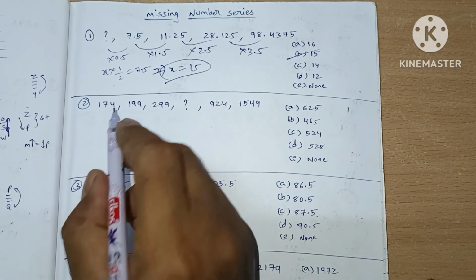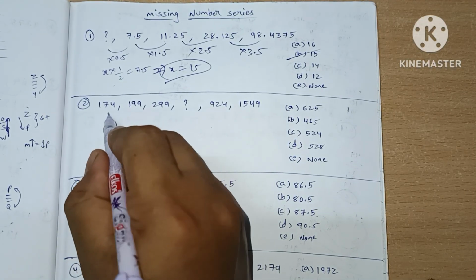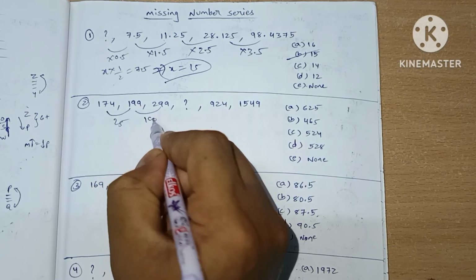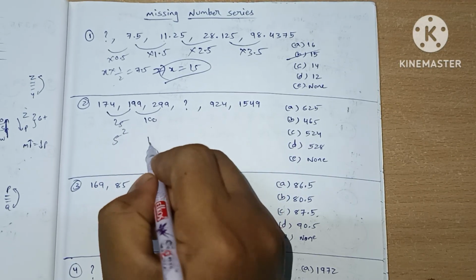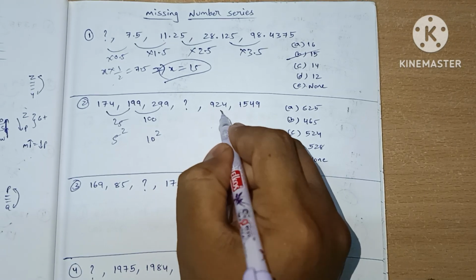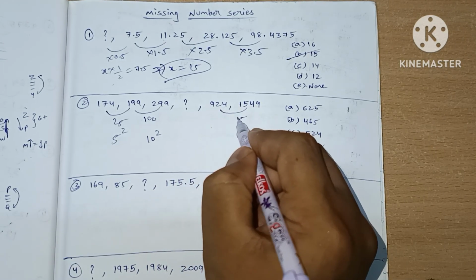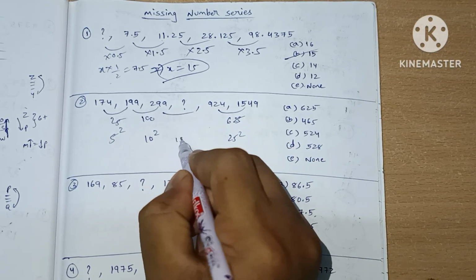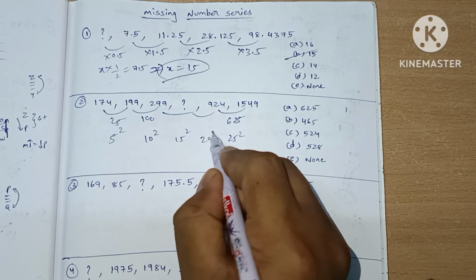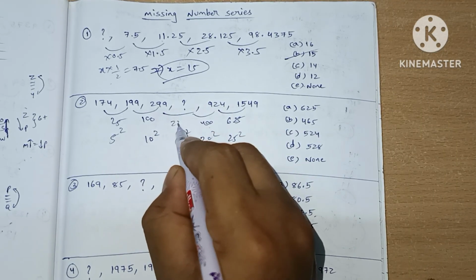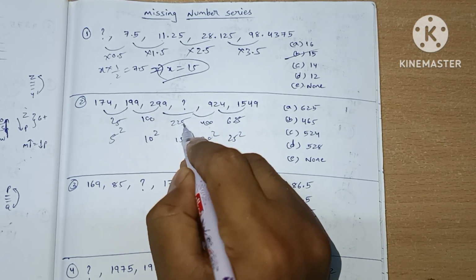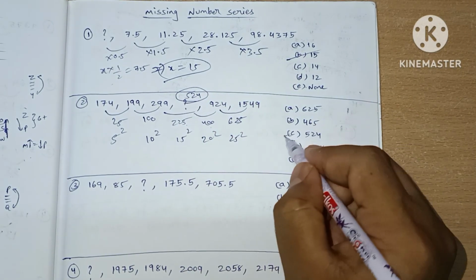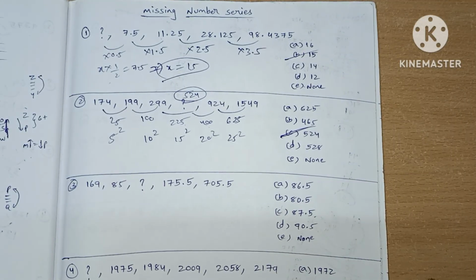Next question. Here the difference between these two numbers will be 25. Here the difference between these two numbers will be 100. So 5 square, this is 10 square. Here the difference between these two is 625, which will be 25 square. So here the number must be 15 square. Here the number must be 20 square. 400 and 225, which will be 425, 524. 524 is our answer. Option C. Next one.